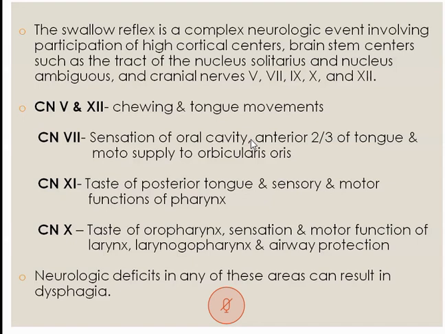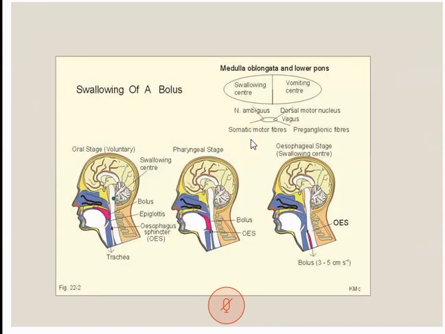The 9th nerve gives taste of the posterior tongue, and sensory and motor functions of the pharynx. The 10th nerve gives taste of the oropharynx, sensation and motor function of the larynx and laryngopharynx, and also airway protection. Neurological deficit in any of these areas can result in dysphagia. This is what centers will take part.